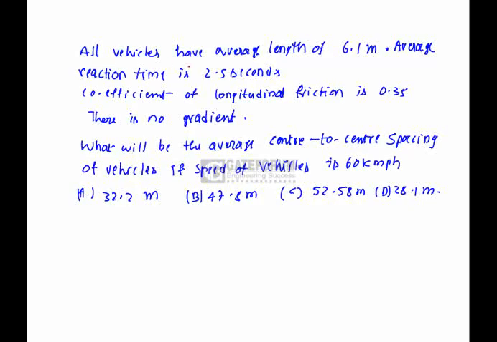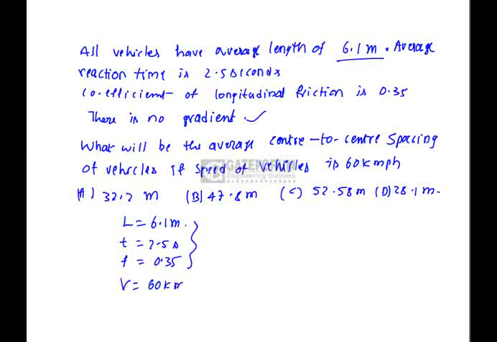Question is, all vehicles have an average length of 6.1 meters. Average length of the vehicle L is given as 6.1 meter. Average reaction time T is 2.5 seconds. The longitudinal coefficient of friction F is given as 0.35. There is no gradient in the pavement. What will be the average center to center spacing of the vehicle if the speed of the vehicle is 60 kmph? So speed of the vehicle is given as 60 kmph.